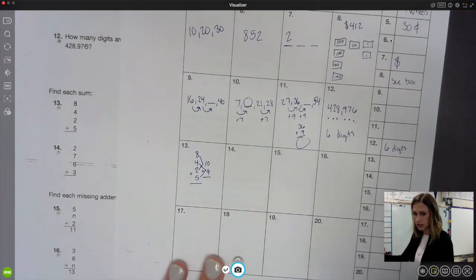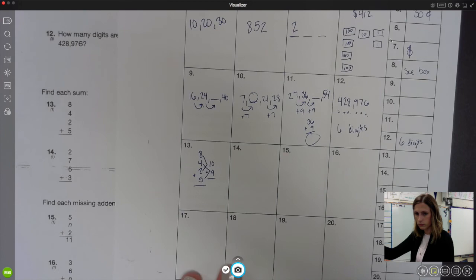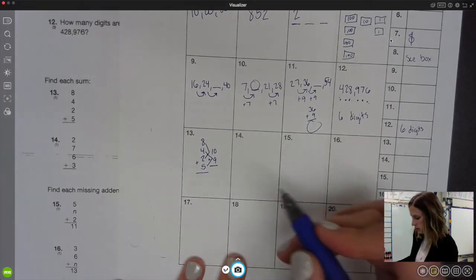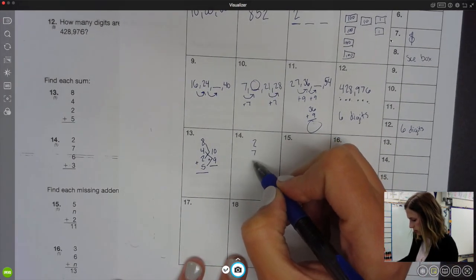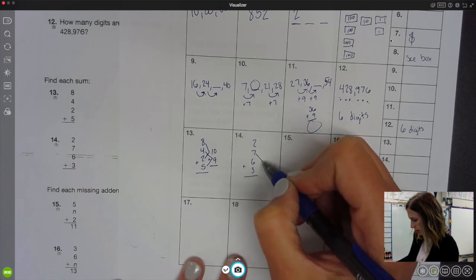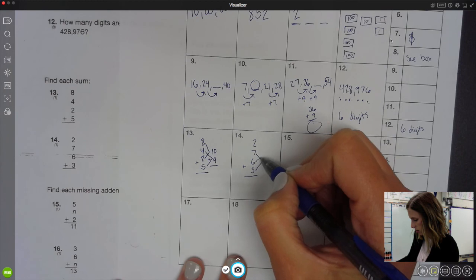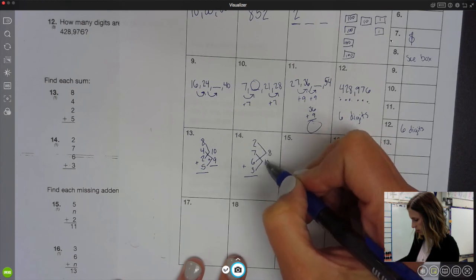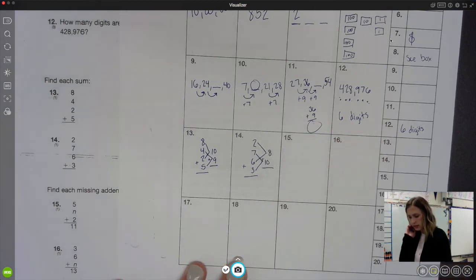Similar for 14. 14 says 2 plus 7 plus 6 plus 3. I know 7 plus 3 equals 10. Now 6 plus 2 equals 8. So do 8 plus 10, see what you get.